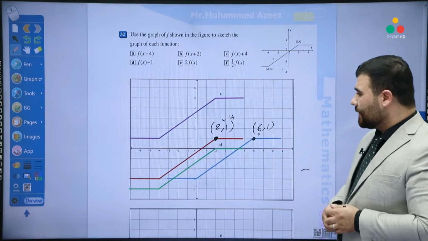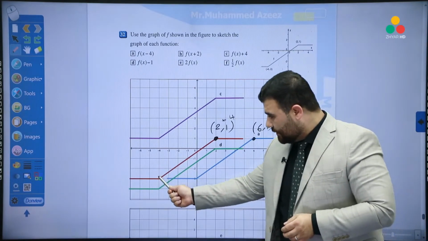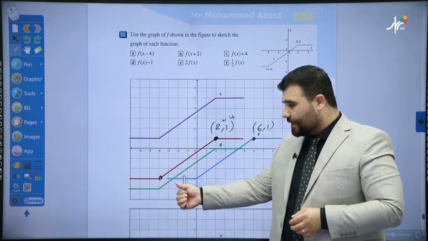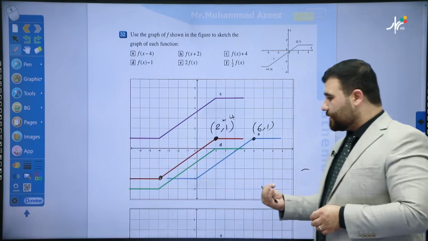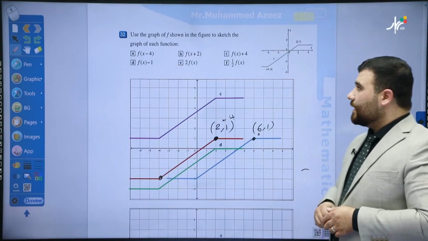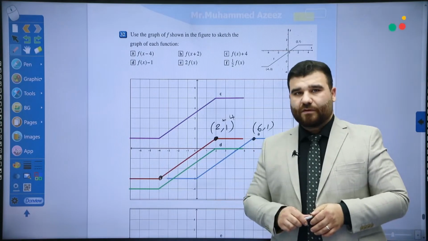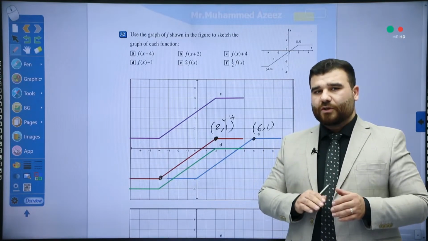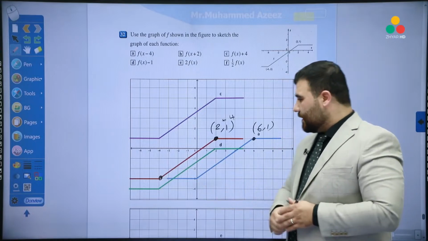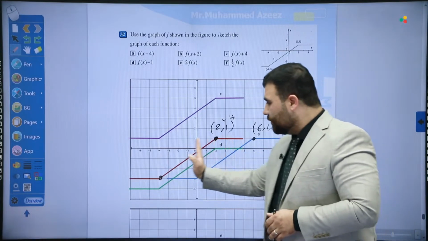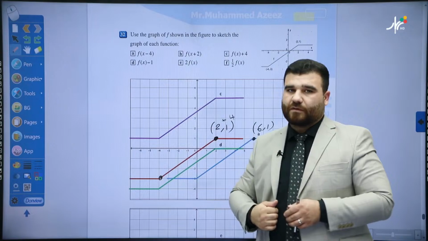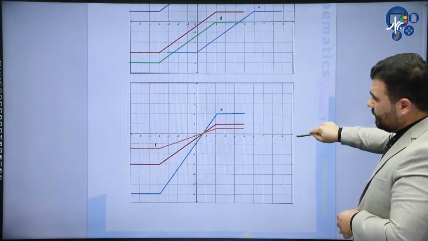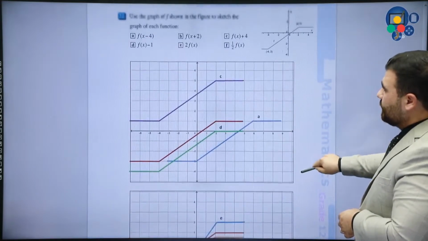Part B, similarly, if we look at this point, it is (-4, -3). Then the point (-4, -3), similarly, has been moved 4 units to the right for part A. Now part B is f of x plus 2. f of x plus 2 moves the graph 2 units to the left. Then this red graph should go 2 units to the left, and then it will be the graph of part B. We can see it. That's here. No, part B is not here. Let's do it then.